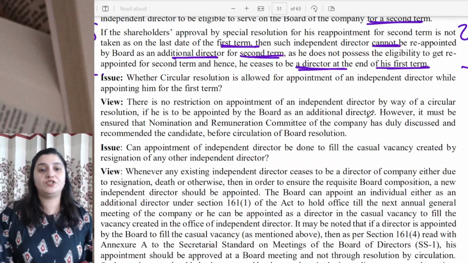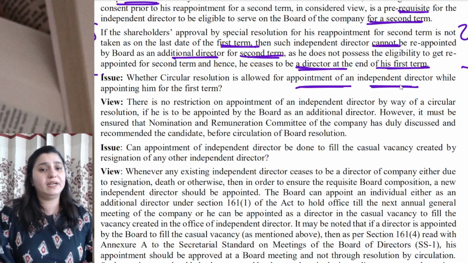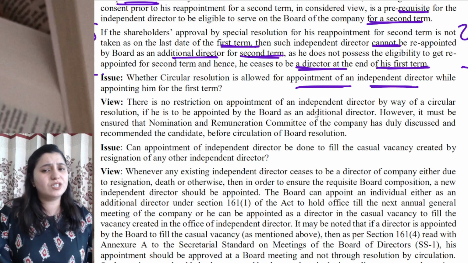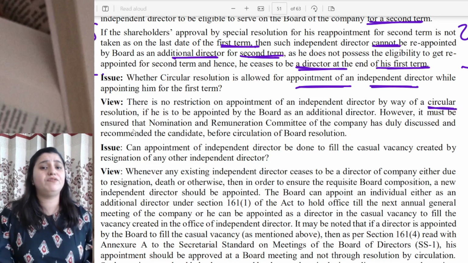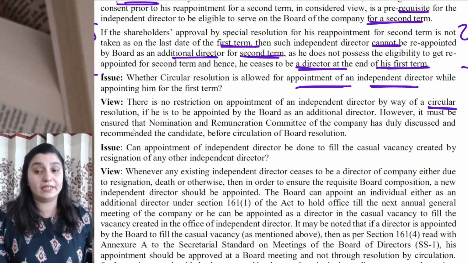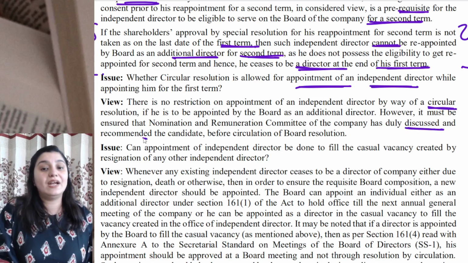Moving ahead to the next question, they say whether a circular resolution is allowed for appointment of an independent director while appointing him for the first term. तो क्या हम circular resolution लगा सकते हैं? They say there is no restriction on appointment of an independent director by way of circular resolution if he is to be appointed by the board as an additional director. However, it must be ensured that the NRC of the company has duly discussed and recommended the candidate before the circulation.